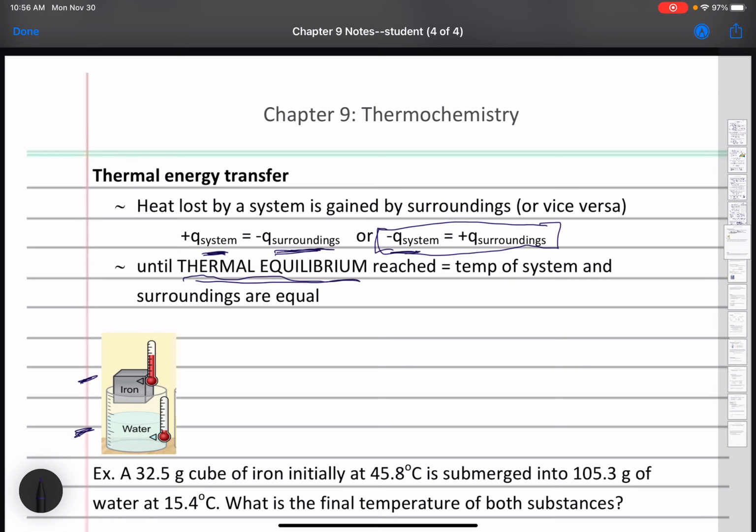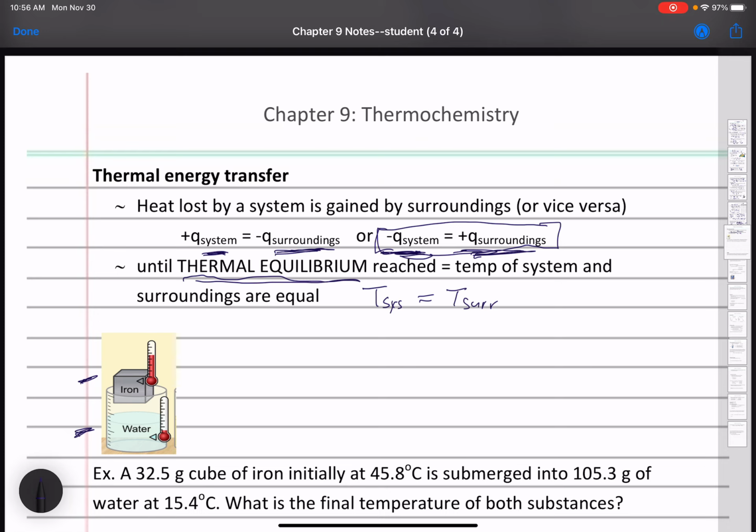So if we have hot metal, it's losing heat to the water, which is gaining the heat. So the negative sign would be on the metal and the positive sign would be on the water. Right? And so they would transfer heat until thermal equilibrium is reached. And thermal equilibrium is when the temperature of both things is equal. So in other words, we could say thermal equilibrium is when the temperature of the system equals the temperature of the surroundings. And in this case, the system is the iron and the water is the surroundings.